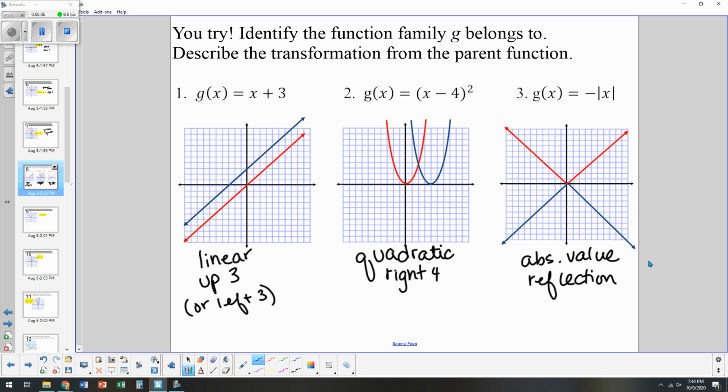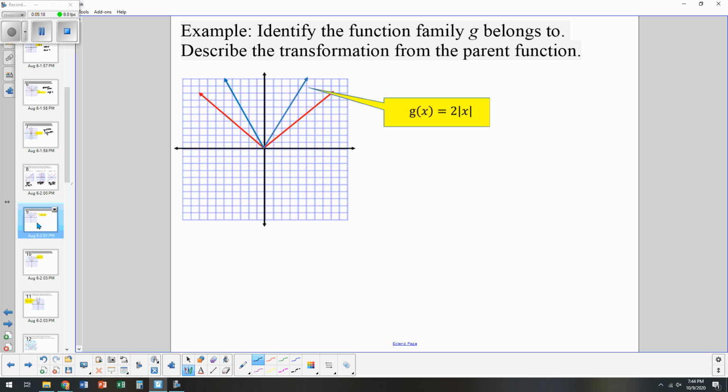Okay, so number 1 was linear. It moved up 3 or left 3. Number 2 was quadratic, and it moved to the right 4. And 3 was an absolute value function, and it was a reflection. Here we have some more. Now we're going to talk about our stretches and shrinks.